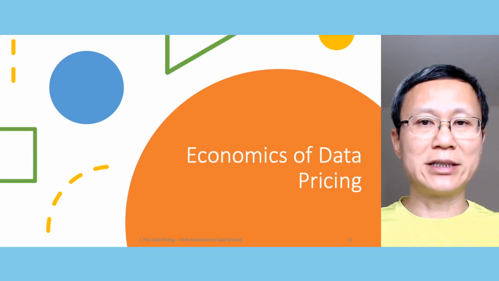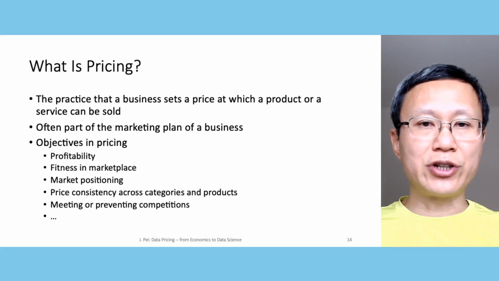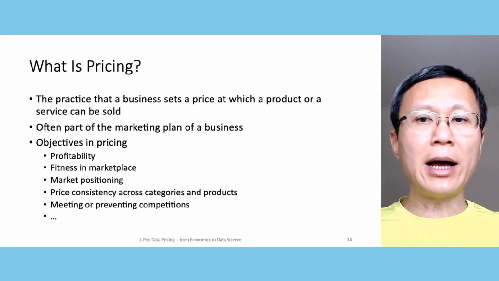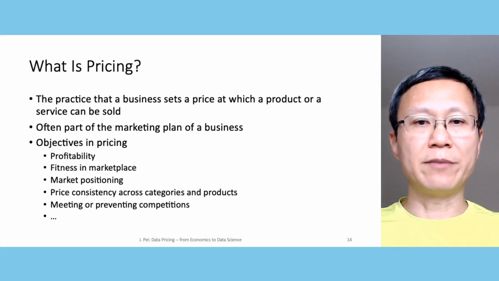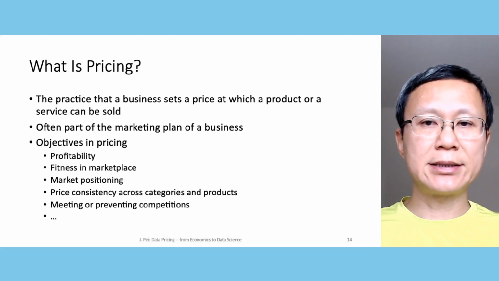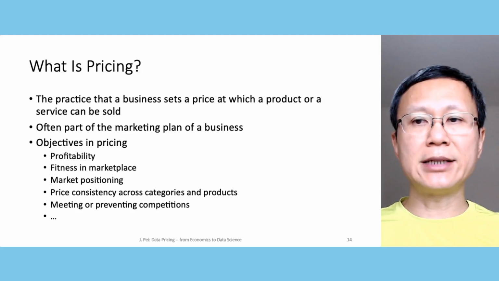In the second part of this tutorial, we will talk about the economics of data pricing. In general, pricing is the practice that a business sets a price at which a product or service can be sold. Pricing is often part of the marketing plan of a business. To set a price, a business often considers a series of objectives, such as profitability, fitness in marketplace, market positioning, price consistency across categories and products, and meeting or preventing competition.